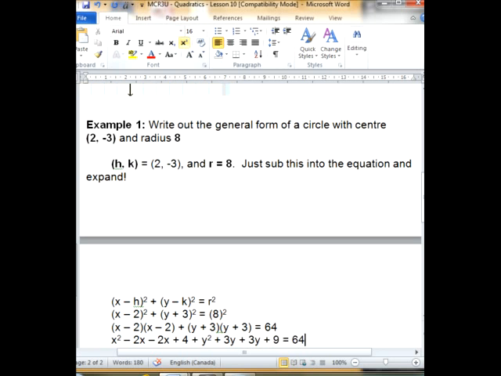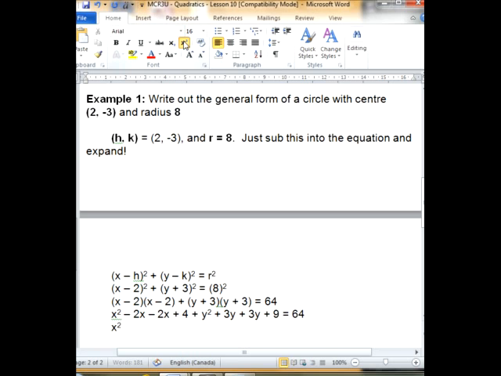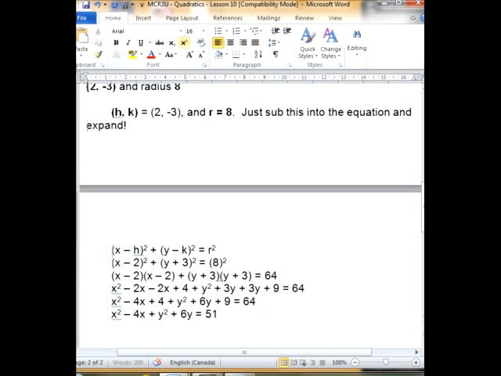Equals 64. Now we're just going to neaten it up. Okay, we're going to put all our variables on one side and our numbers on the other. So it's going to be x squared minus 4x plus 4 plus y squared plus 6y plus 9 equals 64. I'll move everything together, so that's x squared minus 4x plus y squared plus 6y equals 51, and that's just everything moved over. Okay, so that's just algebra. That should be no big deal.